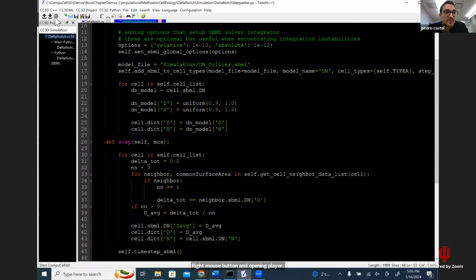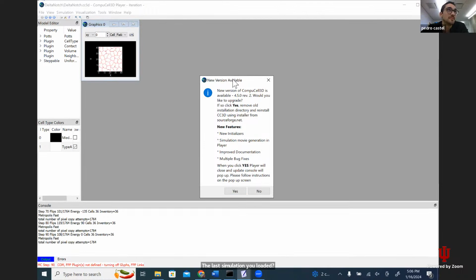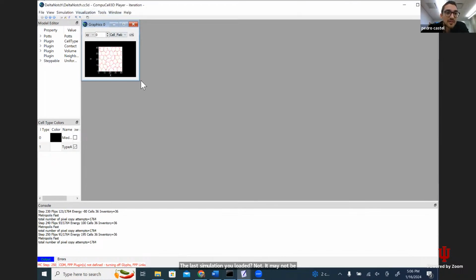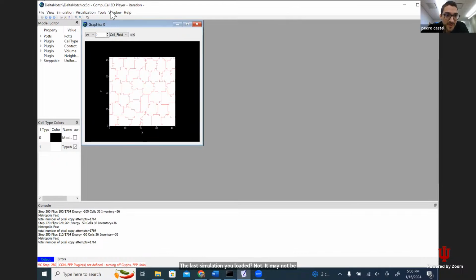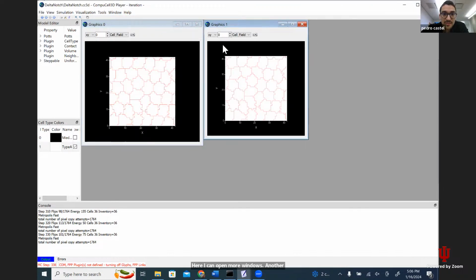So you can also click this button here, but the caveat is that when you click that button, it will load the last simulation you loaded, it may not be exactly the simulation you want. Okay. Here I can open more windows, another window to visualize a field at the same time as the cell field.